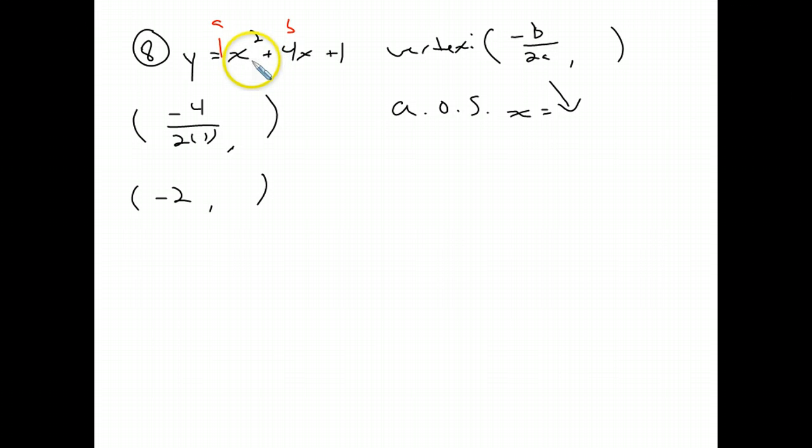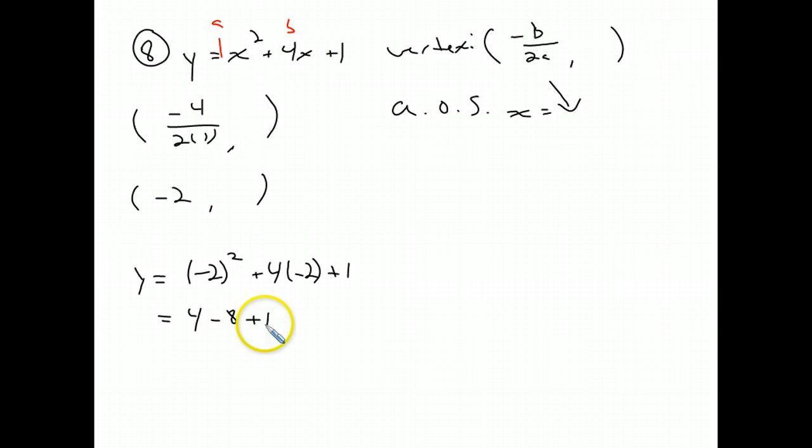To find my y from the x, I can just plug it back into your formula. So y equals negative 2 squared plus 4 times negative 2 plus 1. Negative 2 squared is positive 4. 4 times negative 2 is minus 8 plus 1. 4 minus 8 is negative 4 plus 1, so this is negative 3. That is the y-coordinate of your vertex.